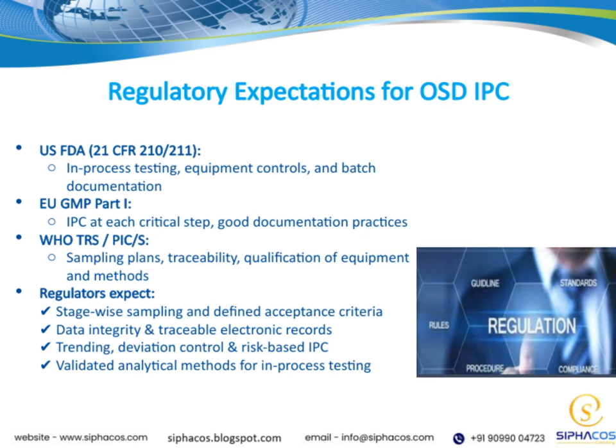Starting with the U.S. FDA, as outlined in 21 CFR 210 and 211, there's a strong emphasis on in-process testing, equipment controls, and thorough batch documentation. This means that at every stage of manufacturing, we need to ensure proper testing, maintain strict control over equipment, and keep detailed records of each batch.